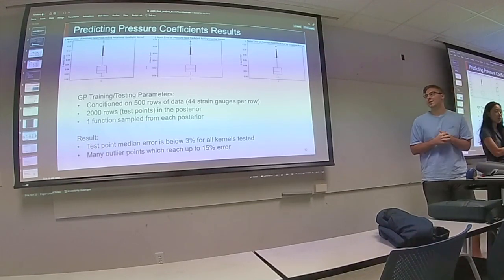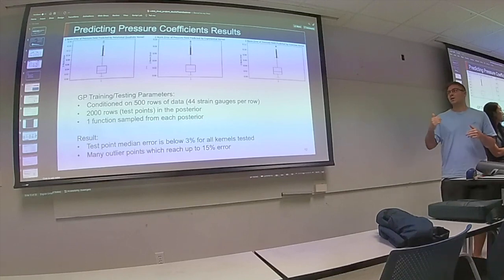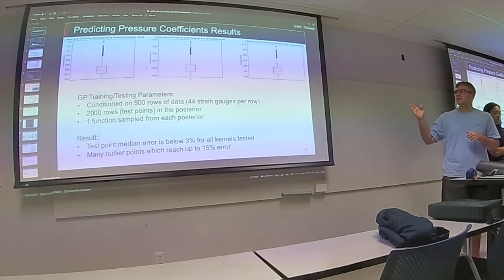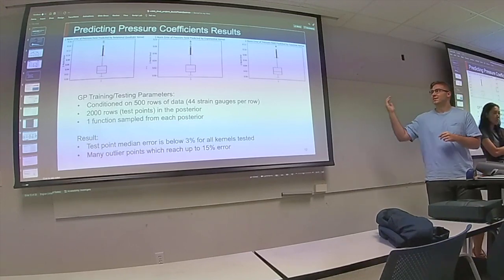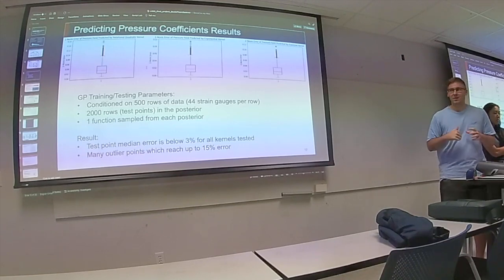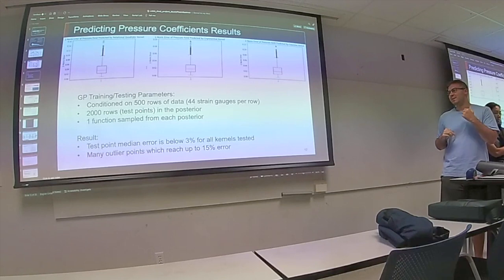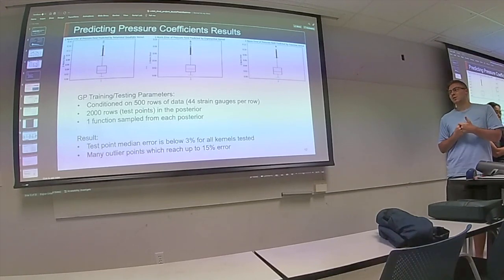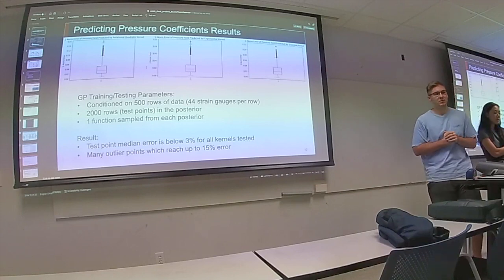So I was able to end up conditioning on 500 rows, like I said, all 44 strain gauges per row, and then my posterior test points I tested on 2,000 rows of data. And as you can see, for all 3 of these, by the way, this is the L2 error, slight mistyping on my axes, the median error for all these was under 3%, irrespective of what kernel I used. However, there were some outlier points, which would reach up to 15% error.